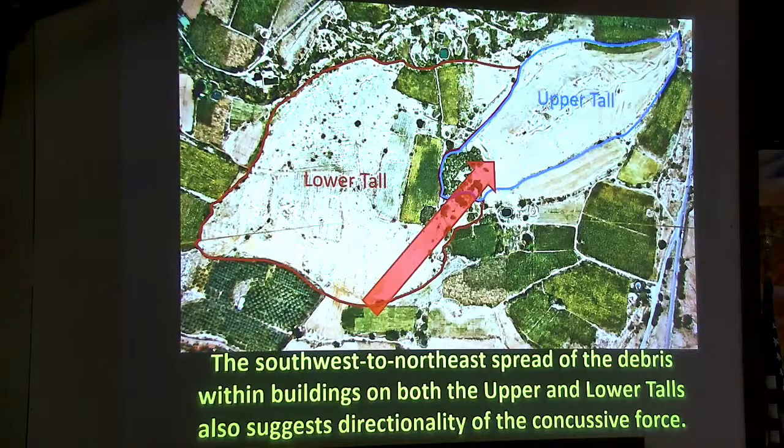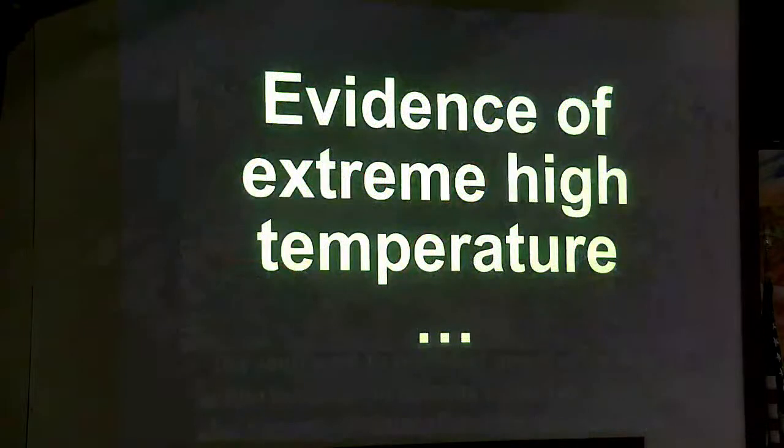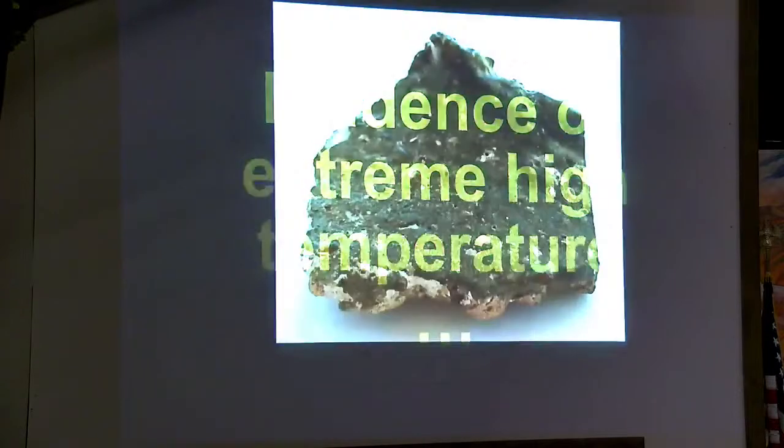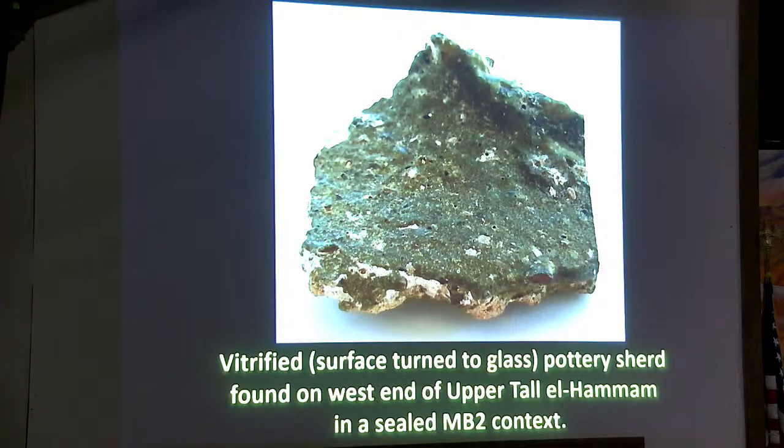Okay, so yeah, in the debris matrix, the destruction matrix, that's what I was just talking about there. So we've got those 2 points that suggest the directionality. Now, there's more. We have evidence of extreme high temperature. Here it comes. Okay, here it comes. What do you think that is? Anybody ever hear of trinitite?